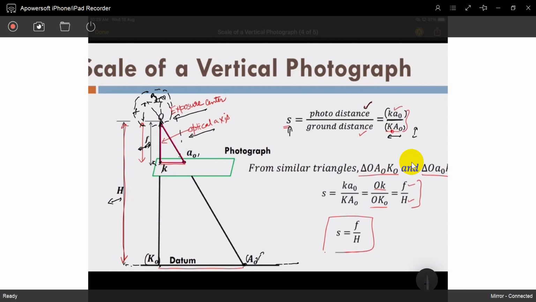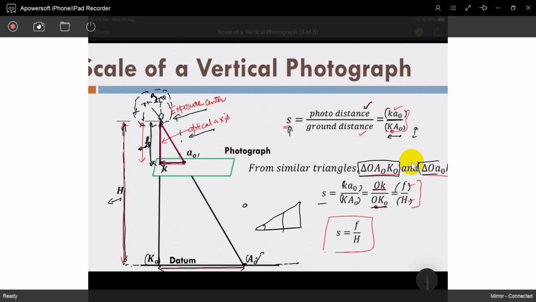See, O a naught and K naught, O small a and K naught are similar triangles. Now we can write S, the scale, is equal to ko naught divided by KO naught. These are similar triangles. This is K, this is F, this is F, and this is capital H. Understood? So these are the similar triangles. You can write OK divided by OK naught is F divided by H. The similar triangles principle, you already know it.